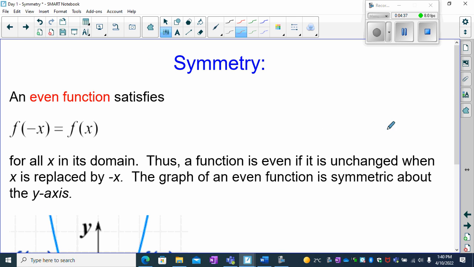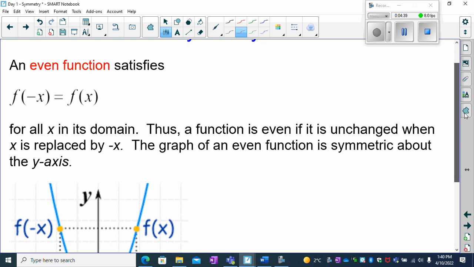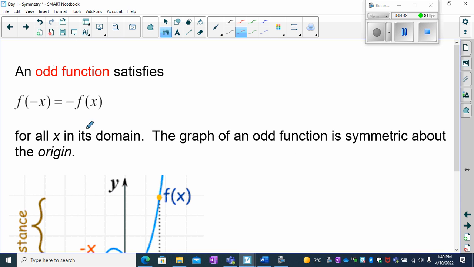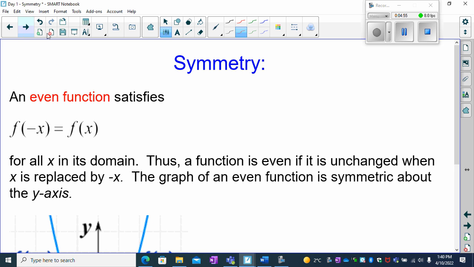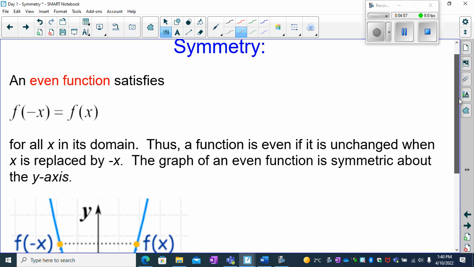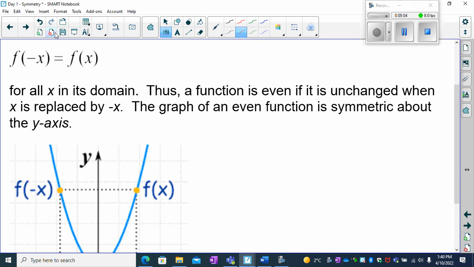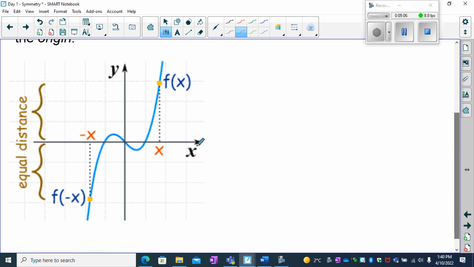All right, the next thing we're going to talk about is something called symmetry. We've got even functions. They satisfy this, f at -x is equal to f at x. And we have odd functions that satisfy this, f at -x is equal to -1 times f of x. Even functions are symmetric about the y-axis. Odd functions are symmetric about the origin, (0, 0).